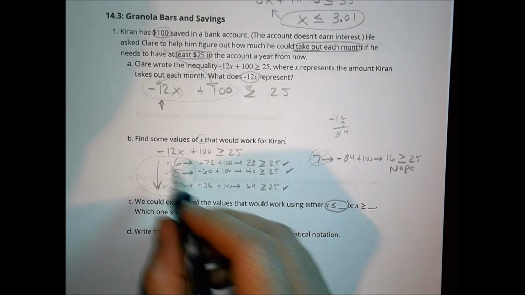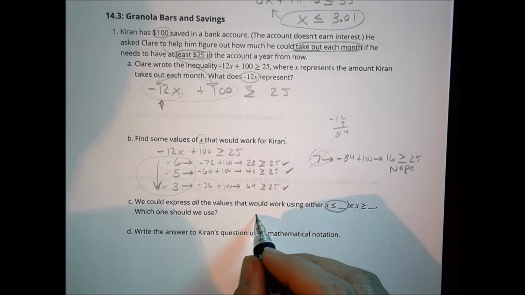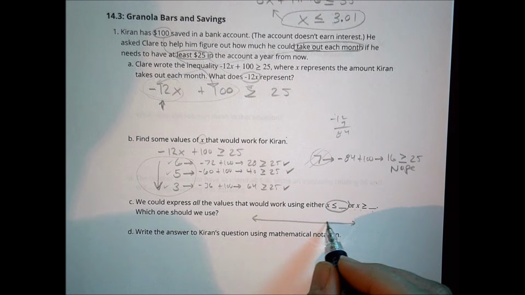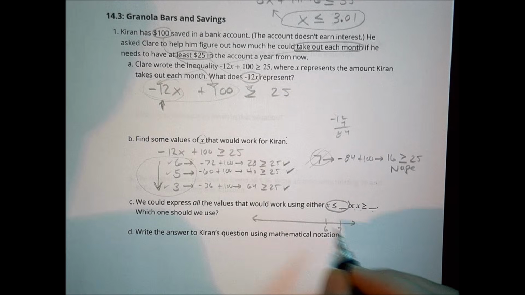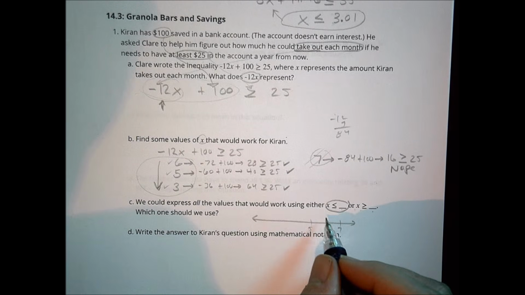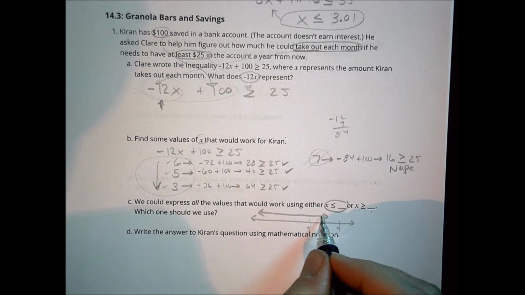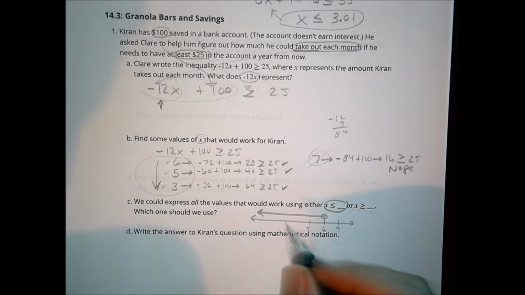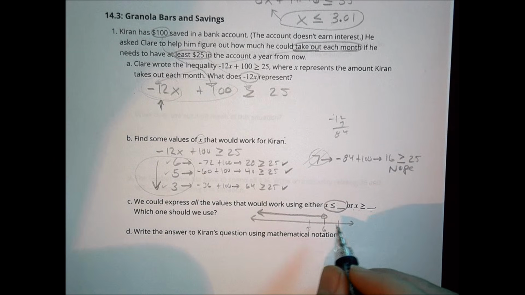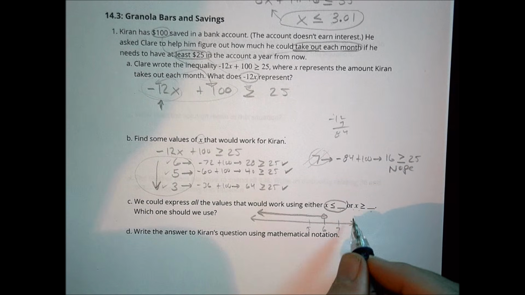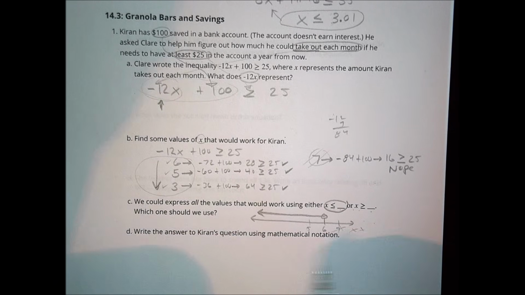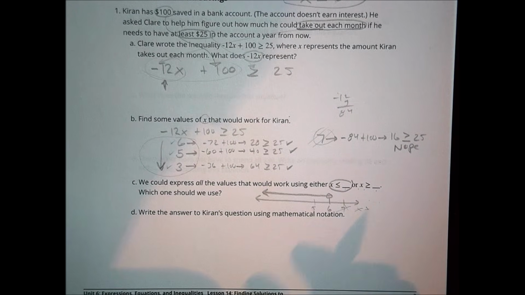Because we know it's going to be something like, if we have a number line, and here's where 6 is, and here's where 7 is, and 5. We know that 6 works, and 5 works. It's going to be any number going that direction. So it's less than 6 or something in that range. We're not going to say it's greater than, because that's going to use numbers here which are not going to work for us. We can't use those. Let's write an answer to Kieran's question then using mathematical notation.